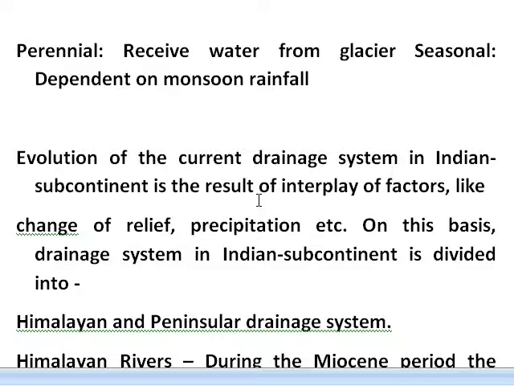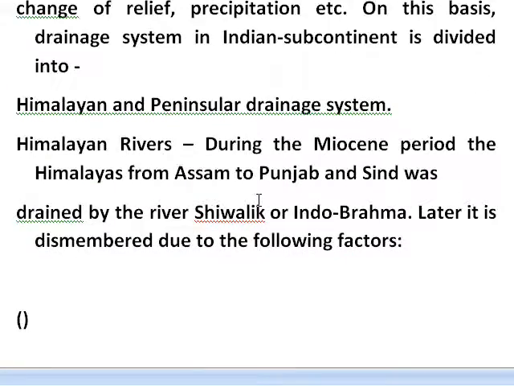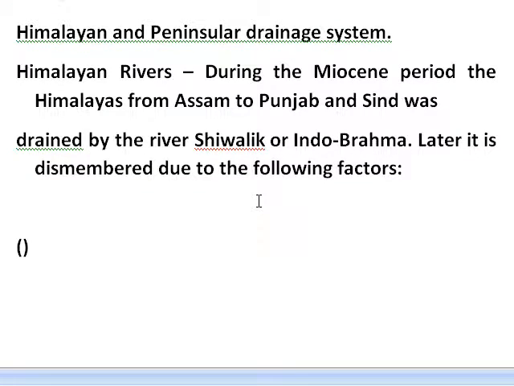Peninsular rivers are dependent on monsoon rainfall. The evolution of the current drainage system in the Indian subcontinent is the result of an interplay of factors like the change of relief, precipitation, etc. On the basis of this, the drainage system in the Indian subcontinent is divided into Himalayan and peninsular drainage systems. The Himalayan rivers: during the Miocene period, the Himalayas from Assam to Punjab and Sindh were drained by a river called the Shiwalik or Indo-Brahma.